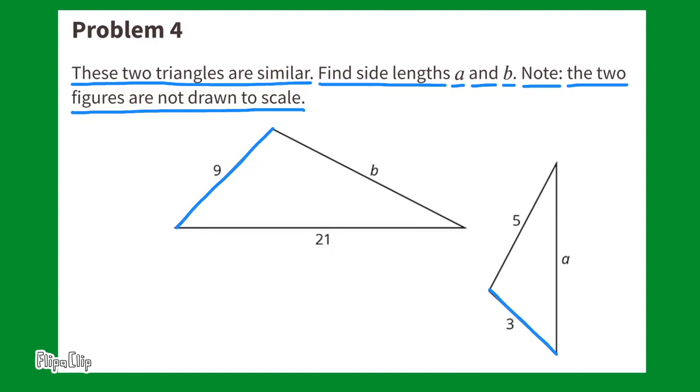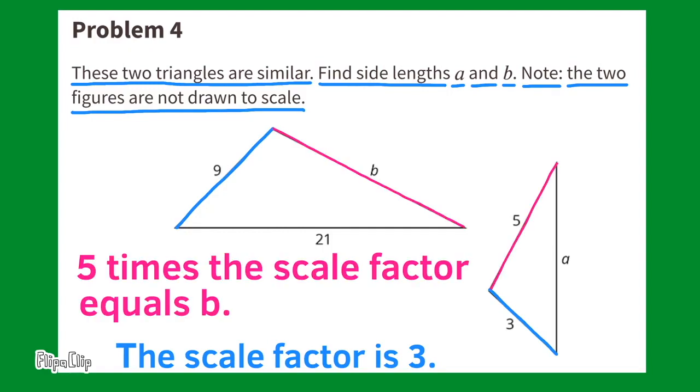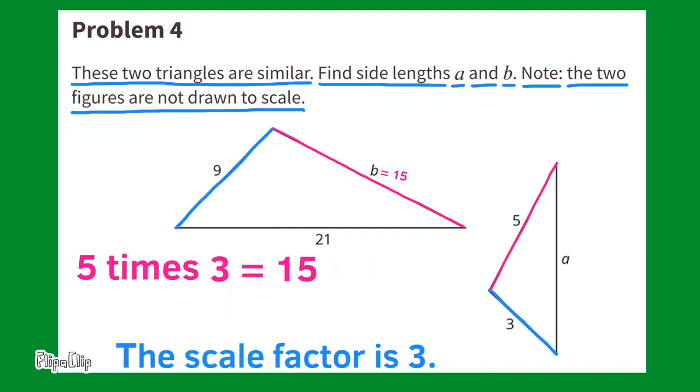So let's look at these corresponding side lengths, 3 and 9. Well, I know that 3 times 3 equals 9, so the scale factor must be 3. Now that we know that the scale factor is 3, let's apply that to the other information that they've provided us. For this side length 5, 5 times the scale factor equals B. So plug in 3 for the scale factor and you have 5 times 3 equals 15. So the missing side length for B is 15.